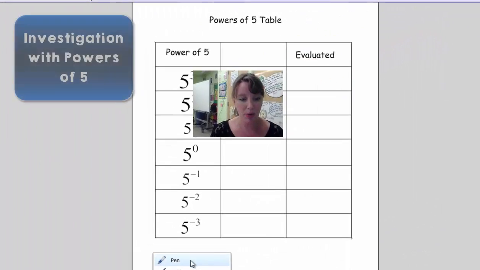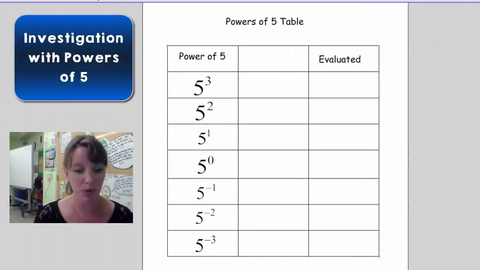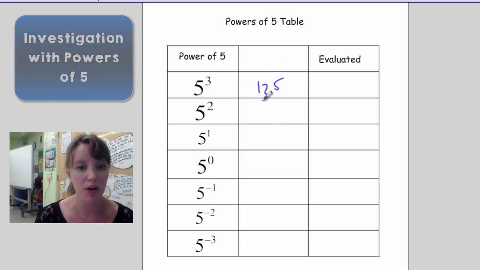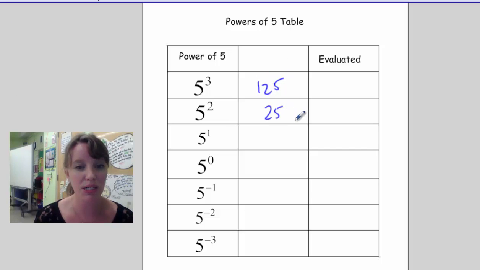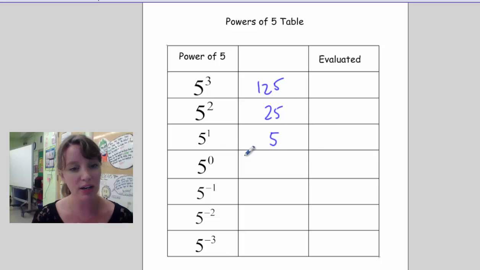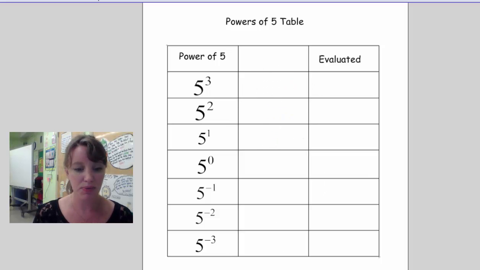Now, if we look at the power of 5's table, we can fill it out. So 5 cubed is 125, 5 squared is 25, and we did this in class today. 5 to the first power is 5. Now, if I'm trying to figure out what 5 to the 0 power is, I can establish a pattern here. And what I meant to write is that this is evaluated: 125, 25, and 5.